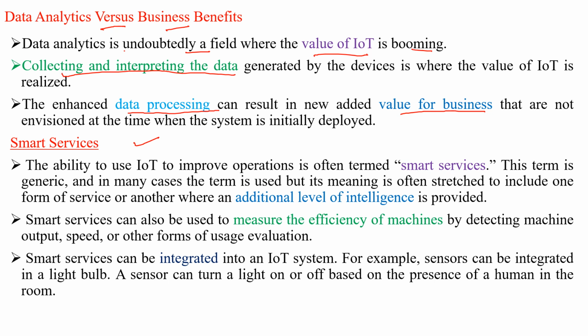Now moving on to smart services, the ability to use IoT to improve operations is often termed smart services. This term is generic, and in many cases its meaning is stretched to include one form of service or another where an additional level of intelligence is provided. Smart services can also be used to measure the efficiency of machines by detecting the machine output, speed, and other forms of usage evaluation. Smart services can be integrated into an IoT system. For example, sensors can be integrated in a light bulb. A sensor can turn a light on or off based on the presence of a human in the room.